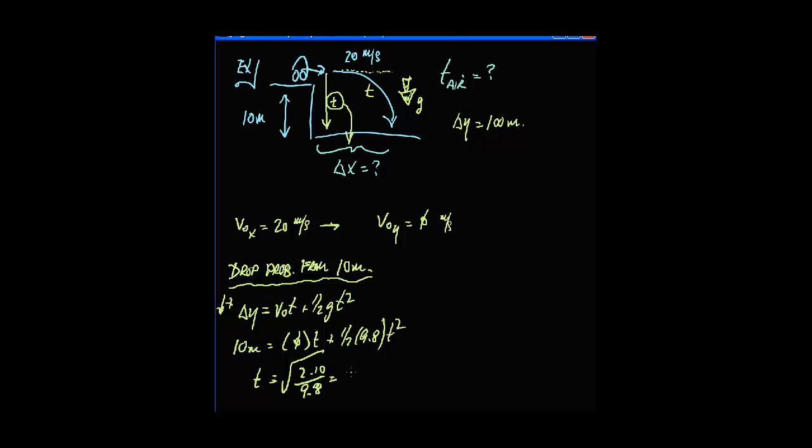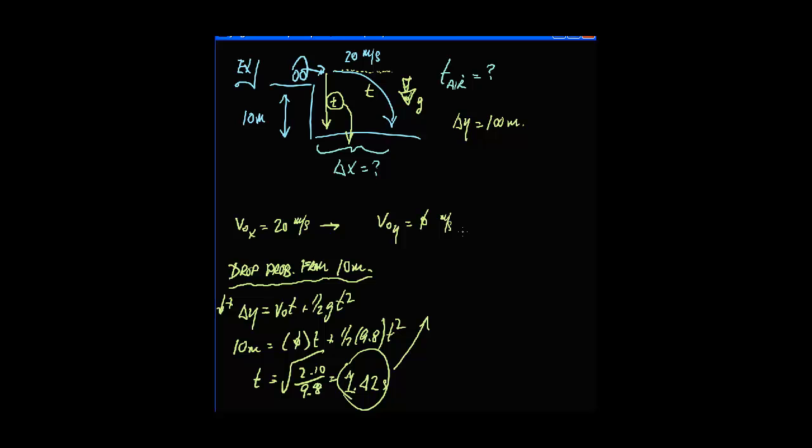And that's the square root of 20 divided by 9.8, about 1.42 seconds. Alright, that should be a 1 there. Okay? That's how long it's in the air, whether it goes out on this path or whether it falls this distance. Now, what are we going to use with that number?